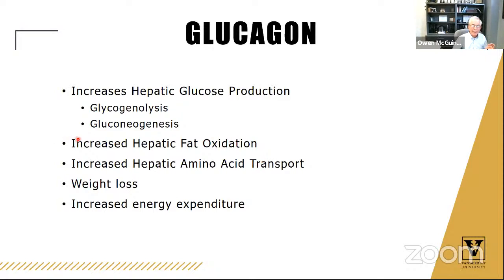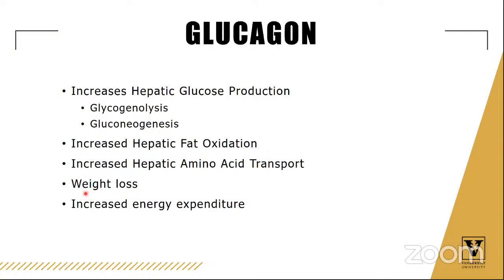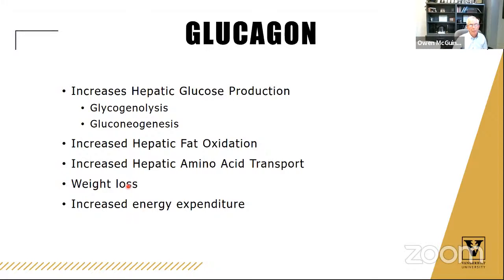And also, as I pointed out early on, these processes of gluconeogenesis are energy requiring, so it is complemented by an increase in fat oxidation by the liver. And at higher doses, glucagon can cause weight loss, which will complement the GLP-1 effects, and also can increase energy expenditure in some settings.